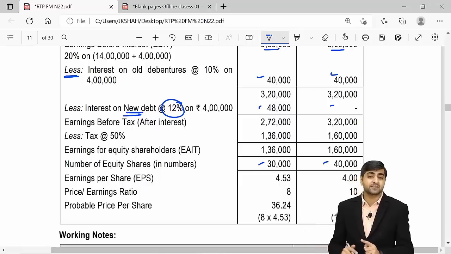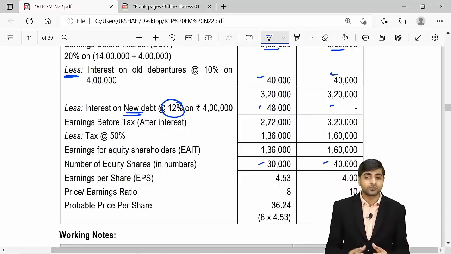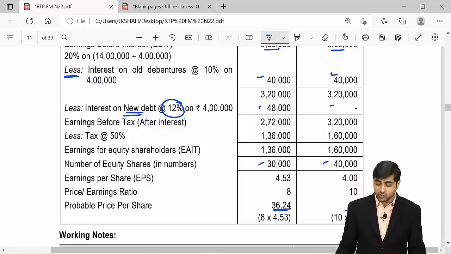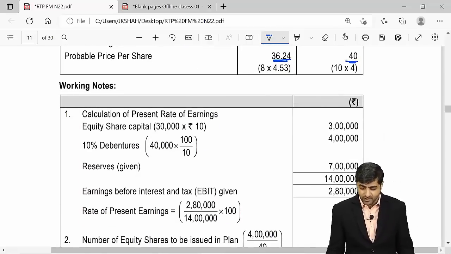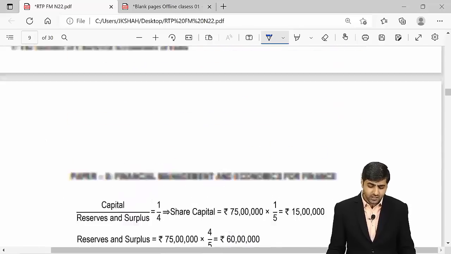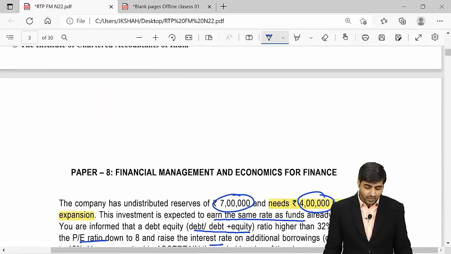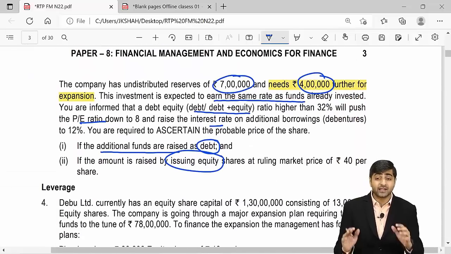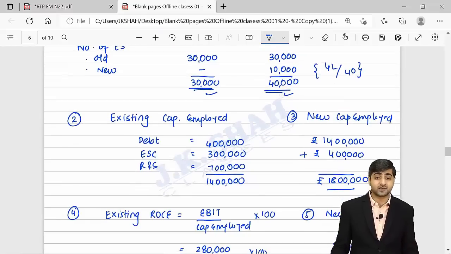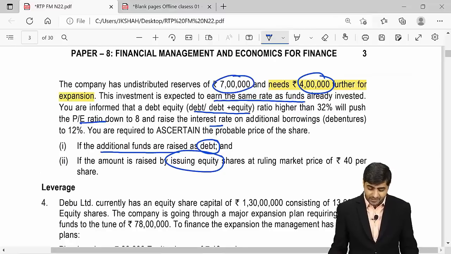And why is it 8 times? Because your debt equity is crossing the limit of 32. Okay. And then you'll be getting the probable price of the share, which is 36.24 and 40 rupees. Okay. So with this, my dear students, we now complete your question number 3, which is regarding your capital structure. And I hope, my dear students, you have understood the entire analysis and interpretation along with the steps which we have taken into consideration. Okay. So your capital structure question is now completed.